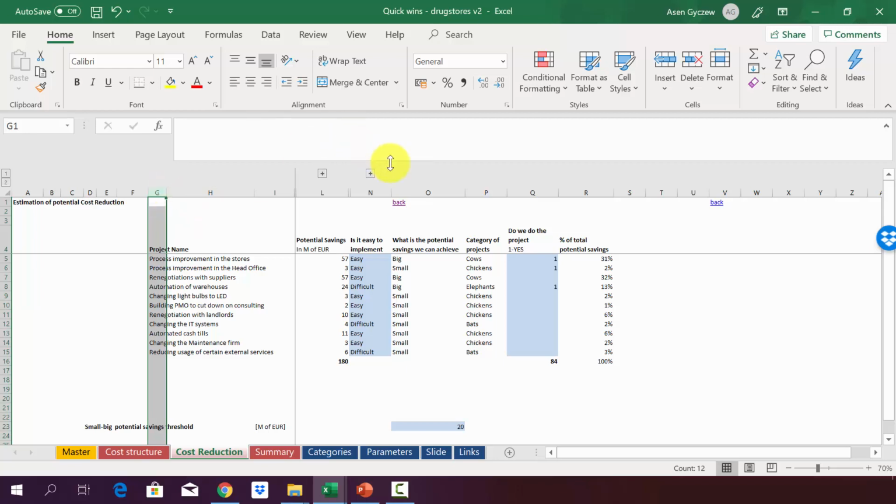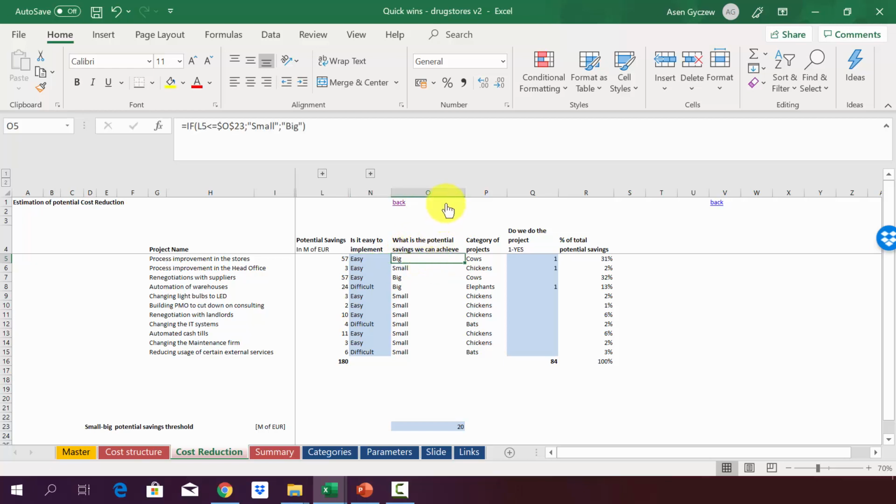And as you might remember from the theoretical lectures, we said that in order to identify to which group a certain project belongs, we have to have 2 things. So how easy it is to implement the project, and then how big the potential savings are. How easy it is to implement, we just select. So we have 2 options. Is it easy or difficult?